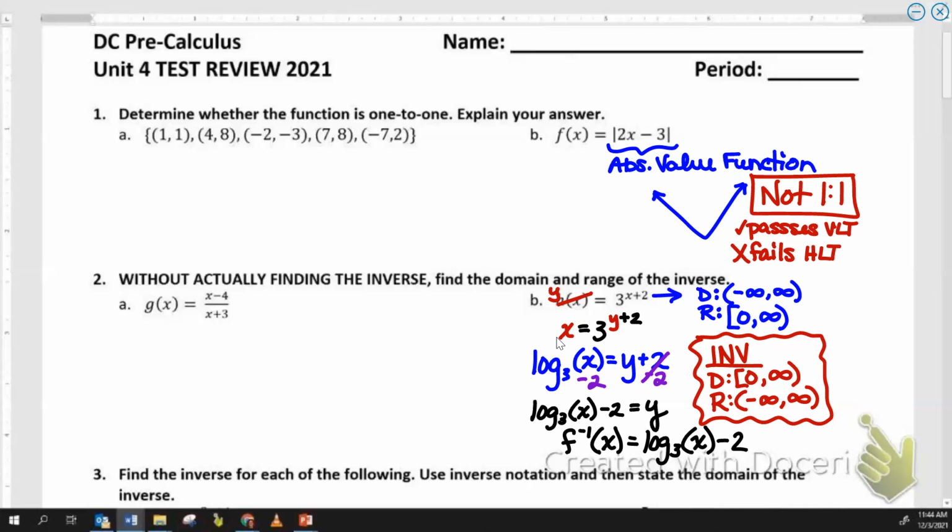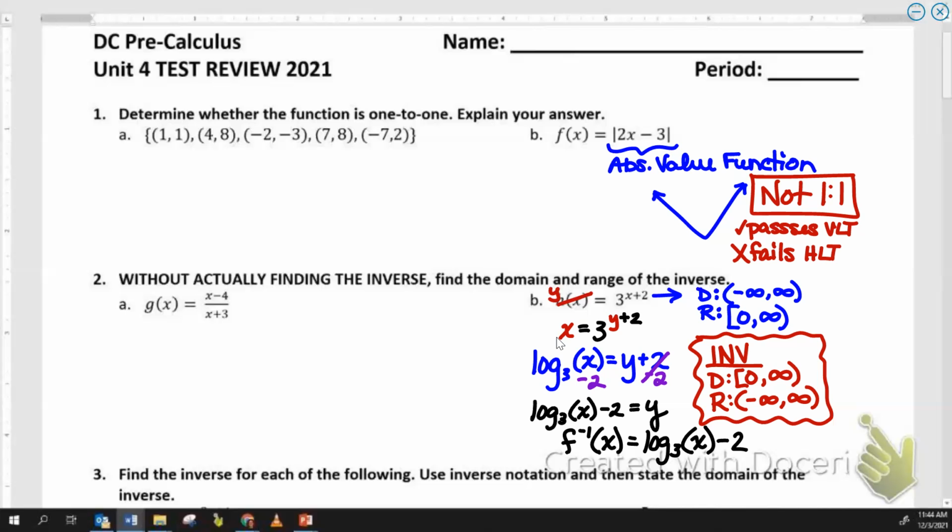Whenever it says without actually finding the inverse, you want to find the domain and range of the function that it gave you, and then switch those around, because for an inverse, the domain and range of the original function will be switched in the inverse function. Yes, ma'am. Absolutely. Let's do that one without finding the inverse first.